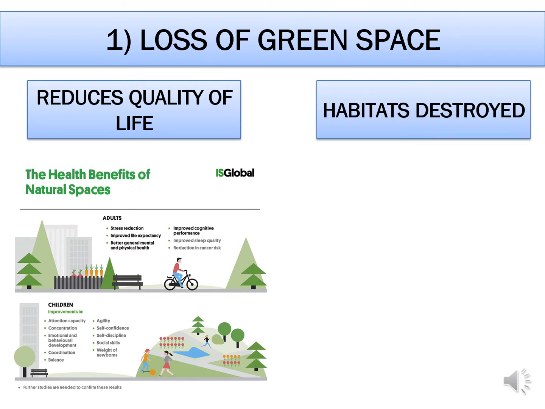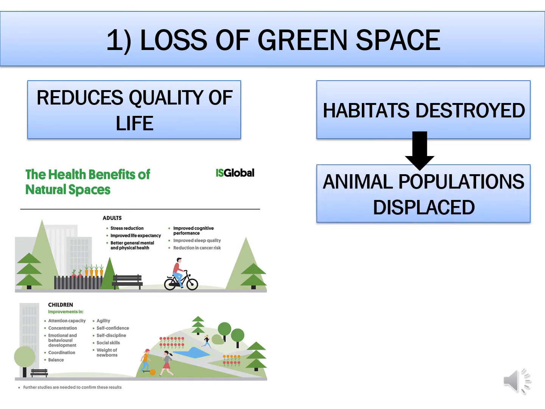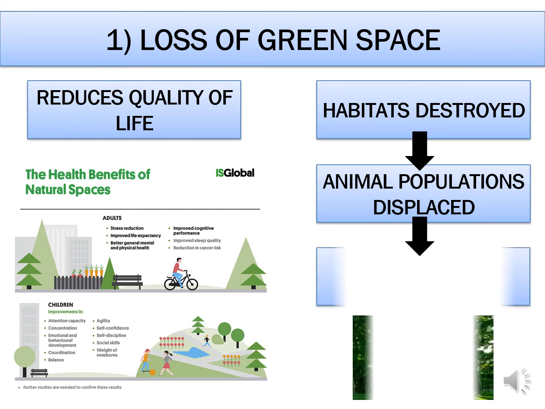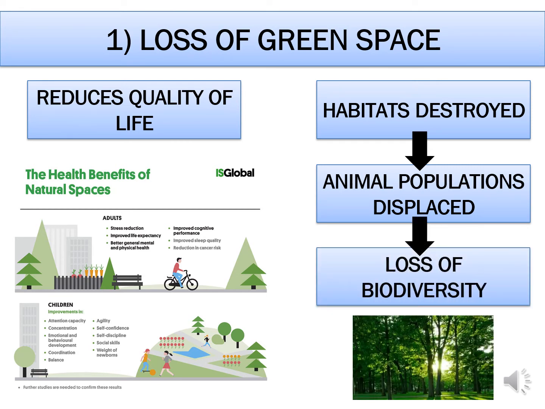For example, habitats being destroyed, which then will displace animal populations, so essentially leaving animal populations without their habitat. And also that will then lead to a loss of biodiversity. Remember that biodiversity just means the different plant and animal species that exist within an area. So essentially urban sprawl means that there are less plants and animals within a particular place.